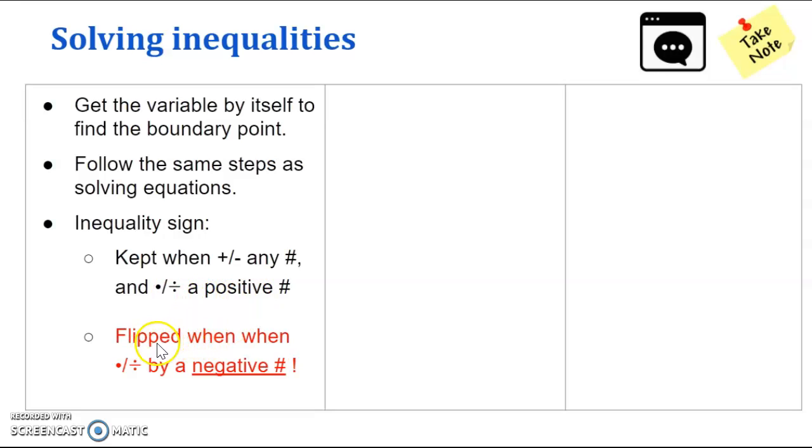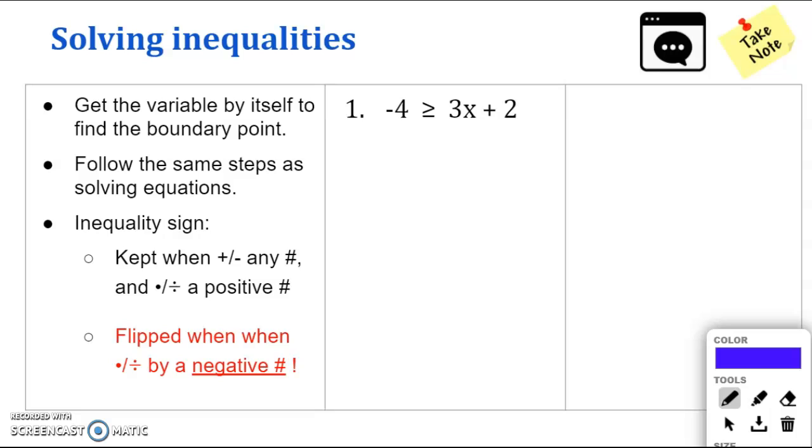However, the inequality symbol, the sign, will flip when you multiply or divide by a negative number. So let me demonstrate that. In this case, -4 is greater than or equal to 3x plus 2. To solve this, you pretty much follow the same steps as solving equations. If you have -4 is equal to 3x plus 2, what would you do?